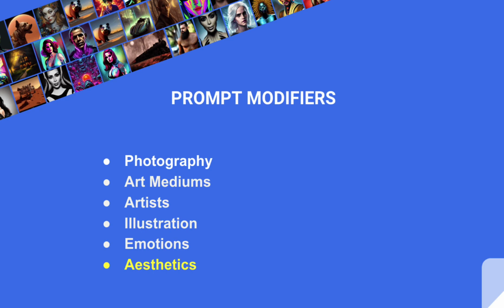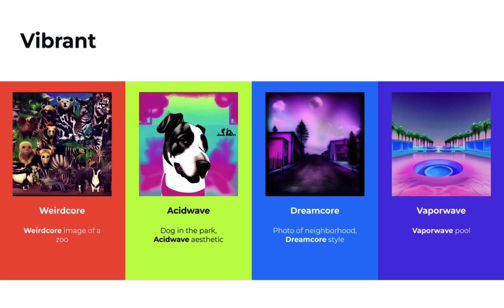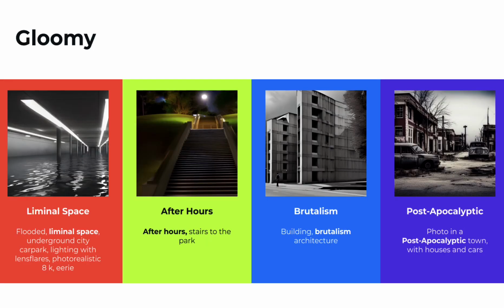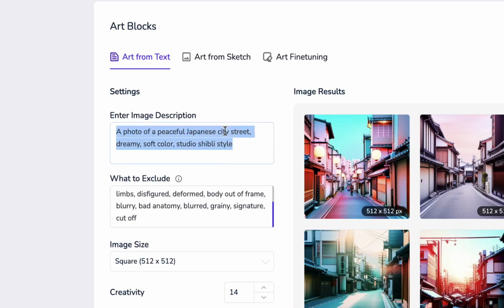You can add aesthetics to your image by adding some words to the prompt. For vibrant results, you can use words like weirdcore, acid wave, dreamcore, and vaporwave. For gloomy results, add words like after hours, brutalism, and post-apocalyptic. Example, a photo of Will Smith in a post-apocalyptic town.